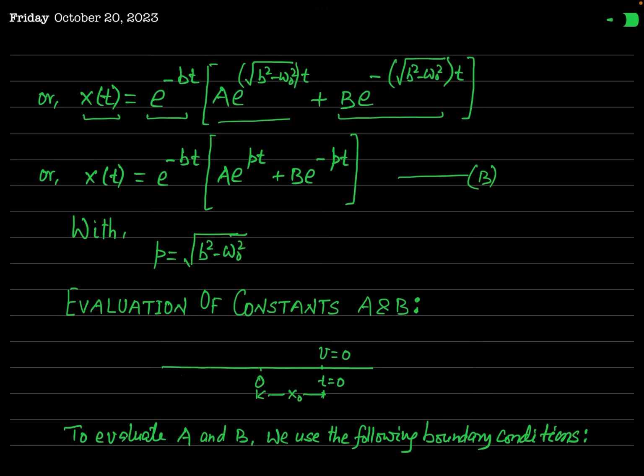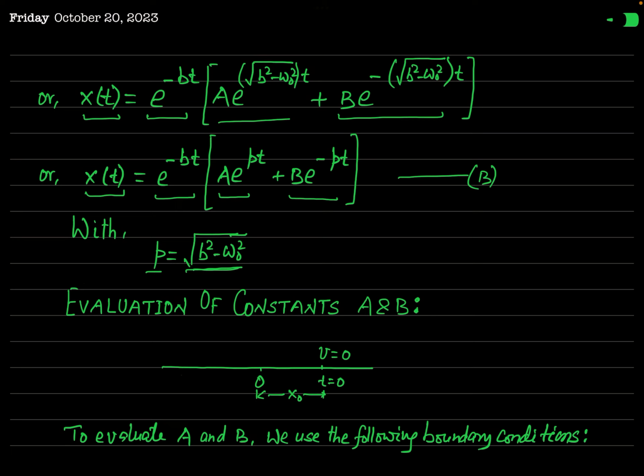Now for convenience, we take the square root of b square minus omega naught square equal to p. We have considered it for simplicity. And so at the place of this root over b square minus omega naught square, now write p. And so you can write x of t is equal to e to the power minus bt times a times e to the power pt plus b times e to the power minus pt.